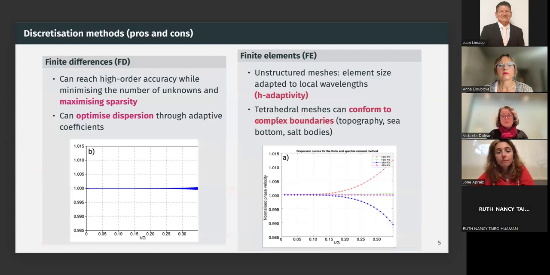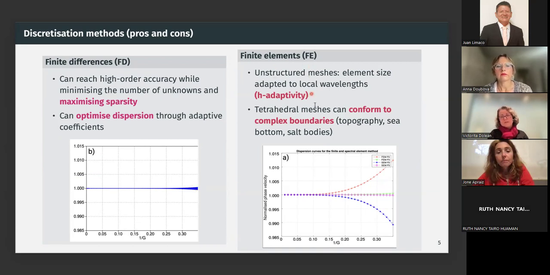Here you see two examples of dispersion analysis, for a finite difference scheme and for finite elements, right? And here what I represent, as I said, is the ratio between the propagation speed of physical waves and numerical waves. You see that the very compact finite difference schemes designed by geophysicists for the Helmholtz equation are very, very close to one. That means we nearly have no dispersion, so we can capture the waves very well.